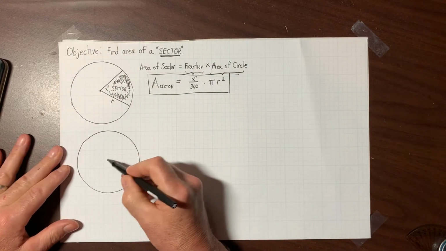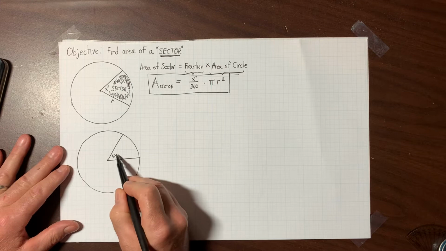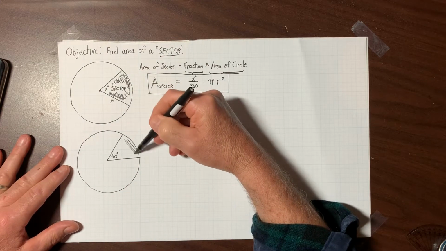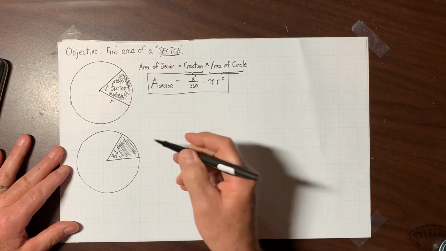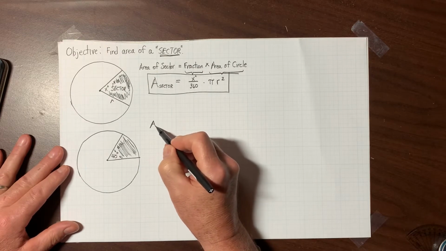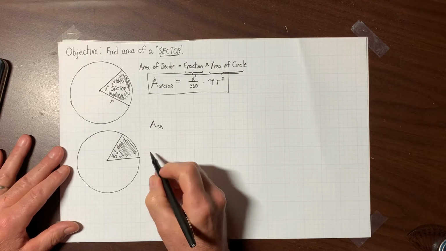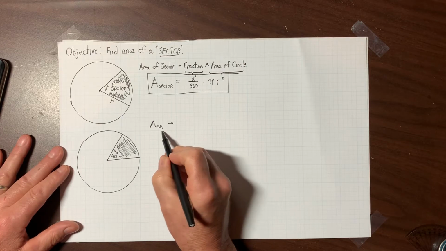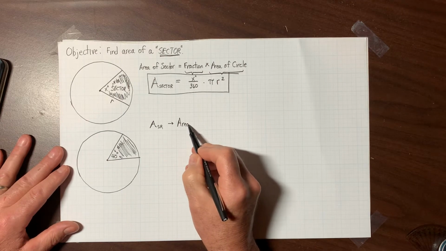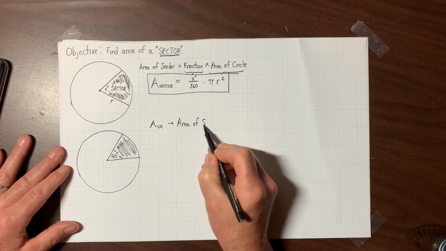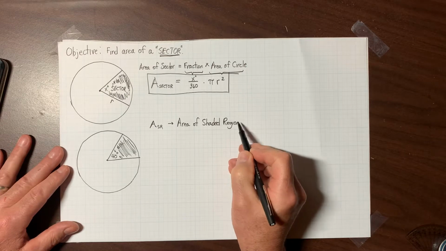Here's a 40-degree sector. And I'm going to shade that in. Now I want to introduce to you some notation. Look at this. A for area, and then subscript SR. SR stands for shaded region. So this symbol right here means area of shaded region.